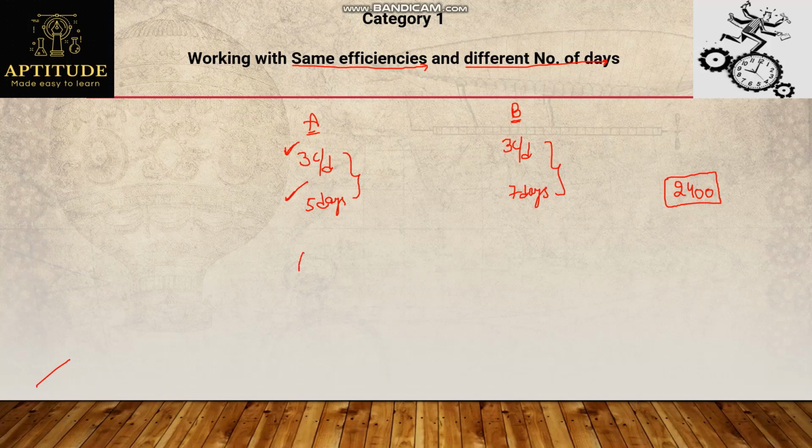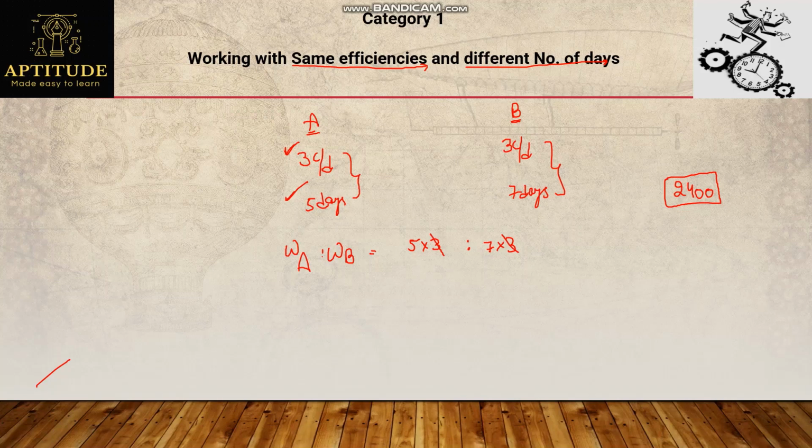So observe here, I'm considering work ratios. And what I said, work is nothing but number of days into efficiency. So A worked 5 days and ate 3 chocolates per day, and B worked for 7 days and ate 3 chocolates per day. If I consider multiplication of days and efficiencies, the efficiencies will get cancelled out because it is a ratio, and same values can be cancelled out.